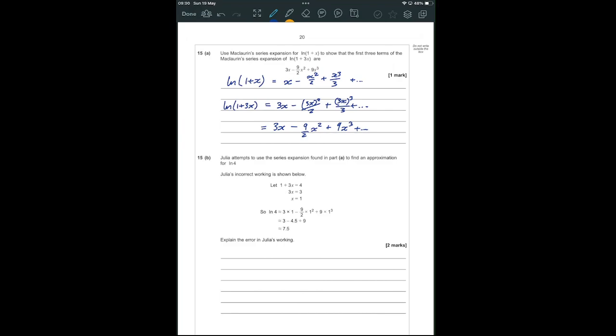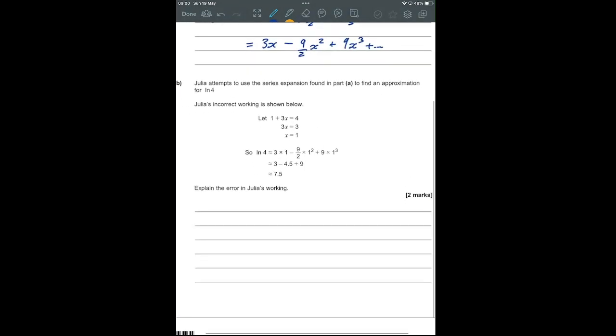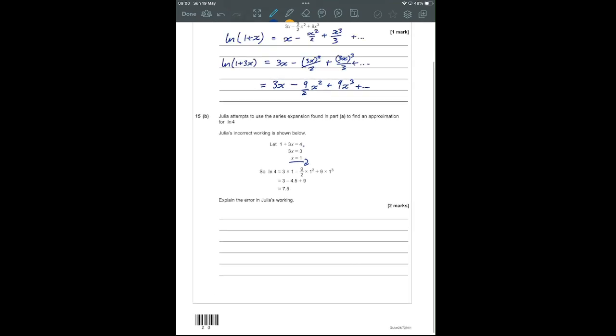Julia is attempting to find a series expansion to use as an approximation for ln 4. Her incorrect working is as so. So she's tried to work out what value of x would make the 4, and then she subbed that value of x into the answer above. Now that looks reasonable until we look back at the formula booklet and realise that there is a restriction of what you're allowed to sub in.